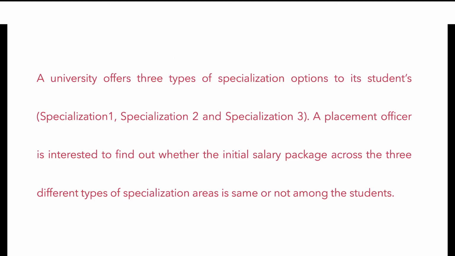Let us consider a hypothetical example which goes like this. A university offers three types of specialization options to its students: specialization 1, specialization 2, and specialization 3. So every student needs to opt for one specialization, and one student can opt for only one specialization, either 1, 2, or 3. Now, a placement officer is interested to find out whether the initial salary package across the three different types of specialization areas is the same or not among the students.